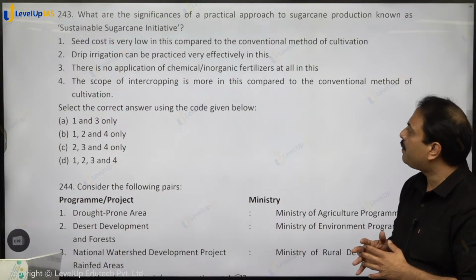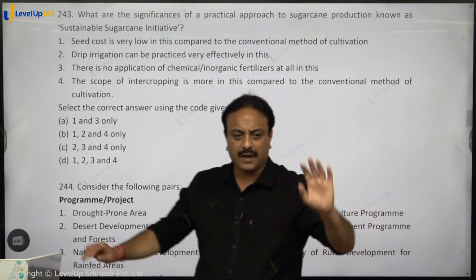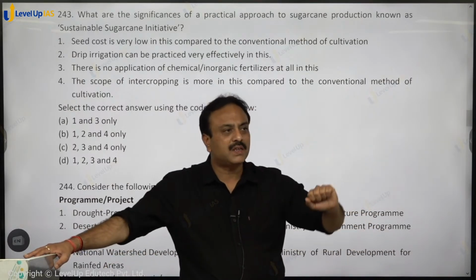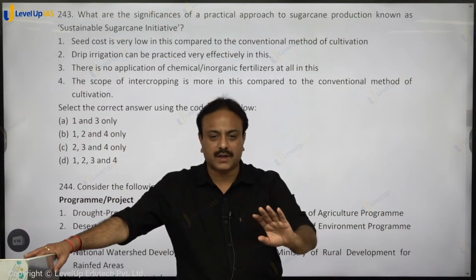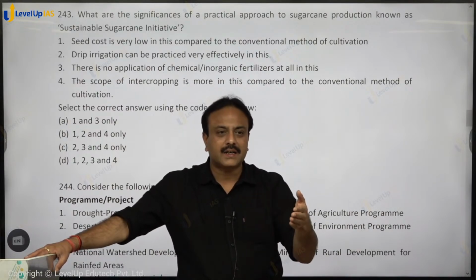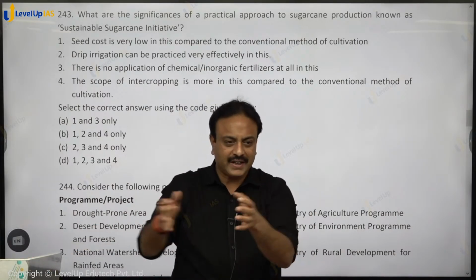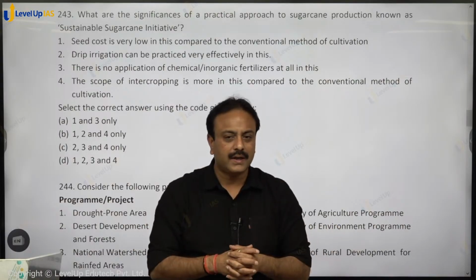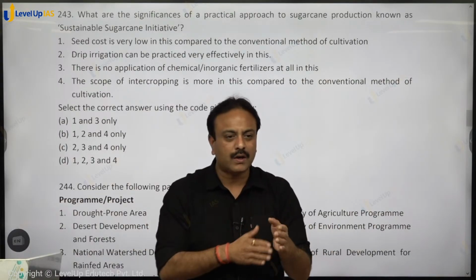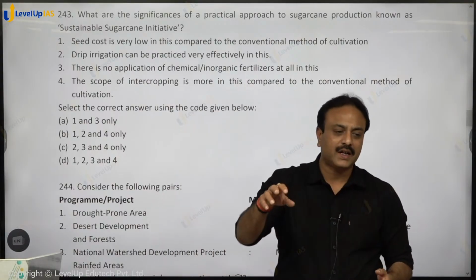Drip irrigation can be practiced very effectively in this. If you go to North India, to UP, Bihar, parts of Punjab, even some places in Haryana, and you notice a sugarcane field there, you will find it is almost impossible to go inside the field because it is so dense and compact. All the sugarcanes are intersecting, going into each other. You cannot go inside, it is very dense. Why? Because it is not practiced in a proper manner.